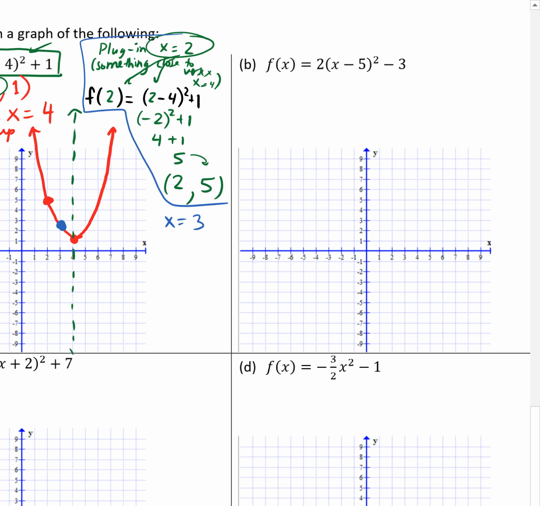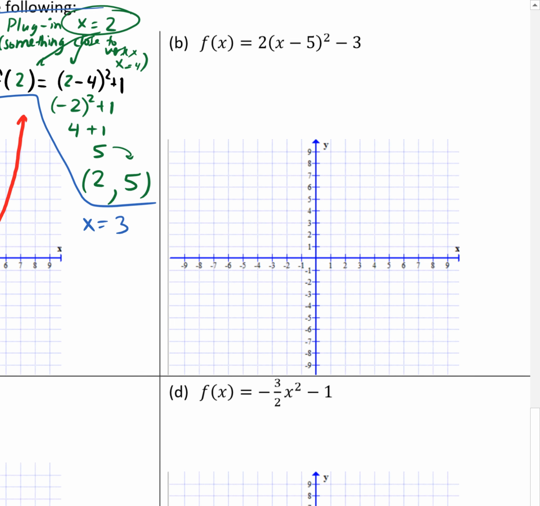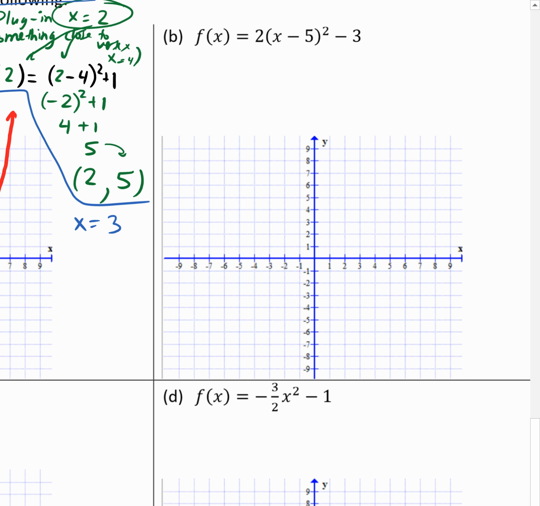All right, so far so good. We're doing pretty well here. Let's try this next one, part B. What do we got? First thing you want to do, just like in the last one, is say what the vertex is. Here, the value of h is 5 because you change the sign. The value of k is negative 3 because you don't change the sign. And then the axis of symmetry is going to be x equals the x value, 5.